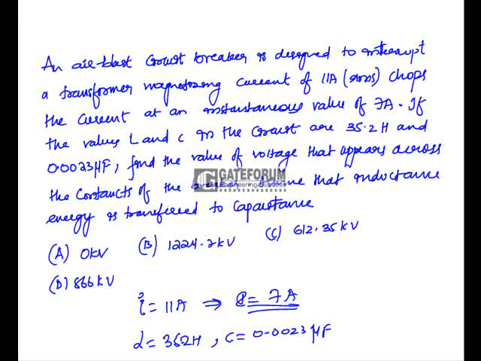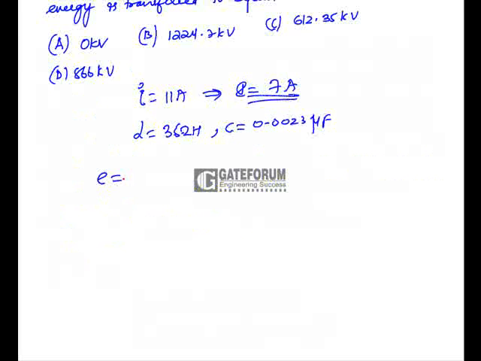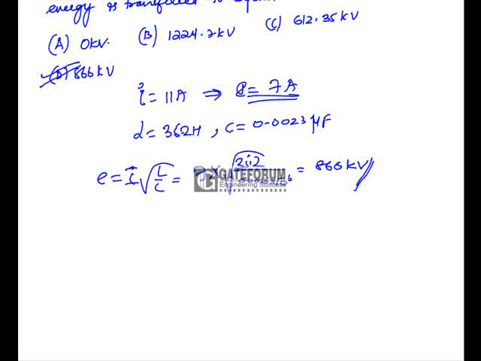The voltage across the breaker contacts at chopping is E = I × square root of L by C. Now what is the chopping current? 7 amperes × square root of 35.2 by 0.0023 × 10^-6, which is equal to 866 kilovolts is the answer, option D.